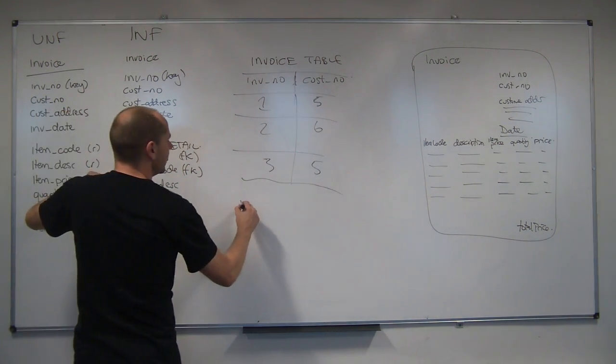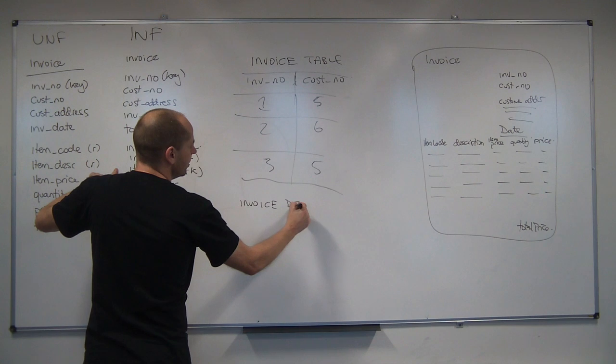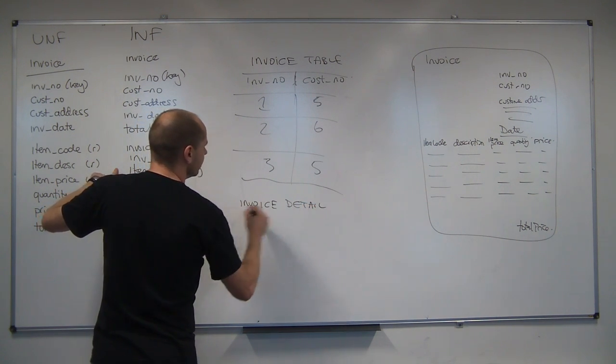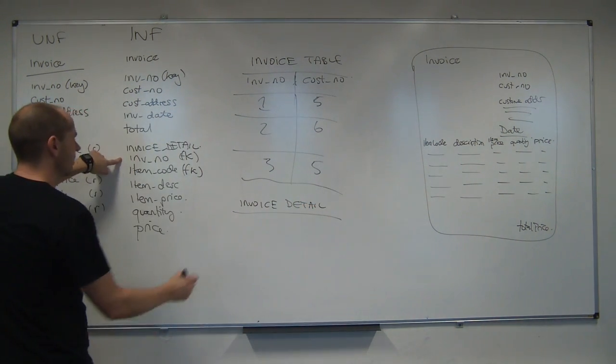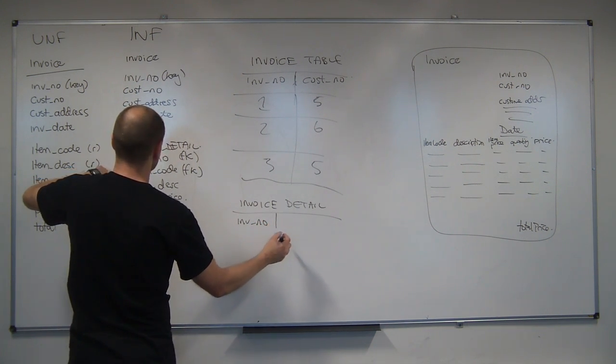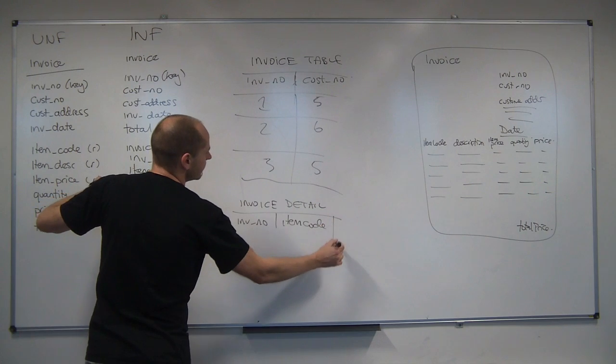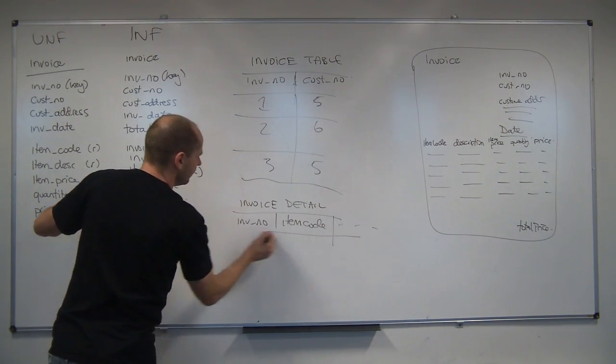Invoice 2 will be for customer 6. Invoice 3 might be for customer 5 again, so they might have another order that they do. And so on. Okay, so that's what that will look like. This invoice detail will look like this. And again, I'm not going to put all of the info down. So when I build this in a database, I'm going to have invoice number, I'm going to have item code, and obviously a load of other stuff.